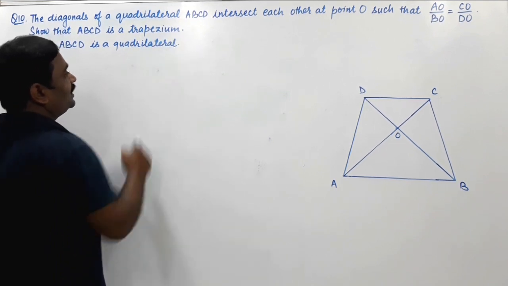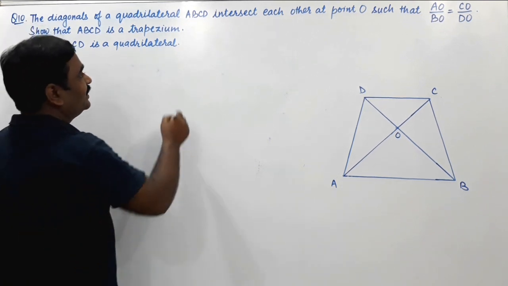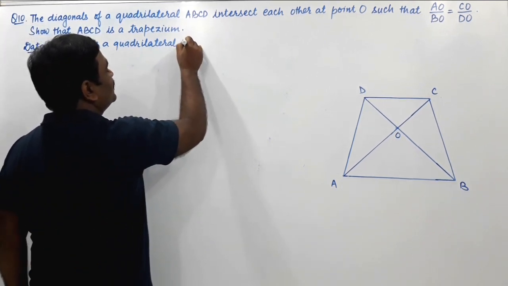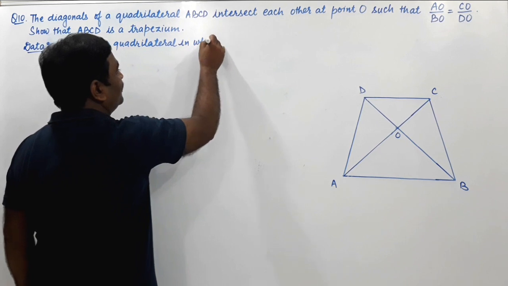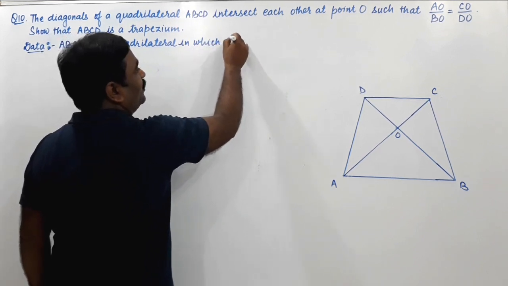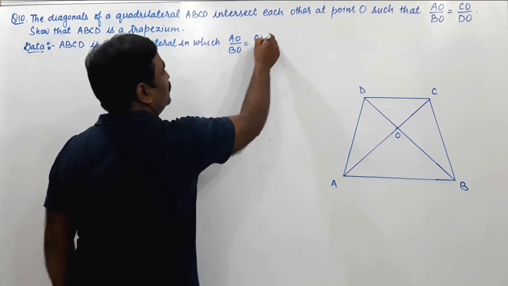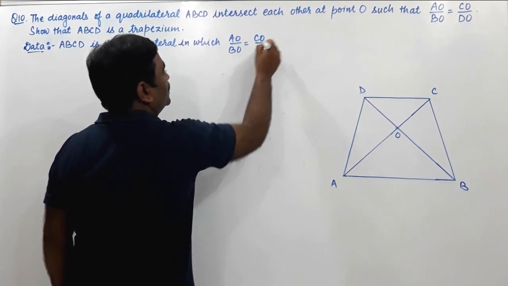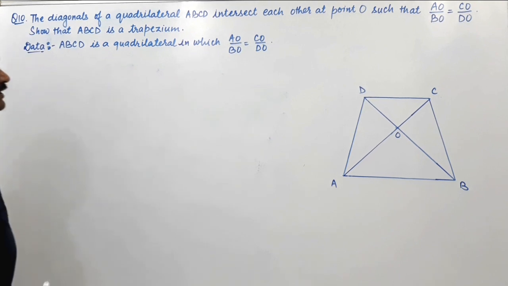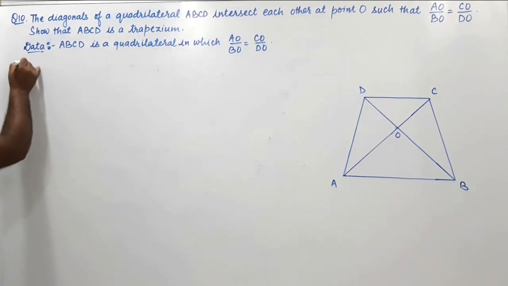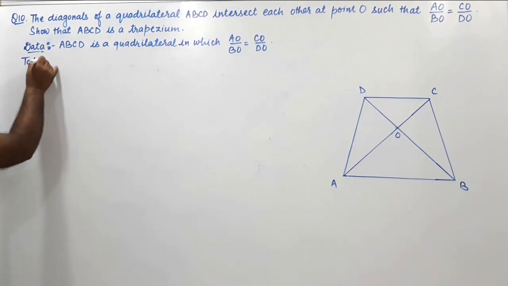ABCD is a quadrilateral in which AO upon BO equals CO upon DO. This is given, right? You need to prove. What are you going to prove?